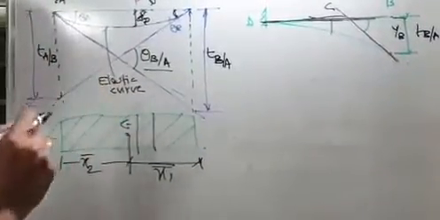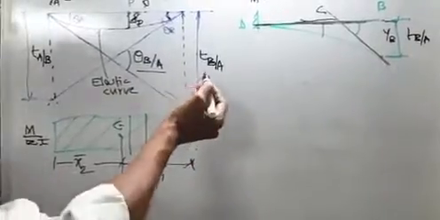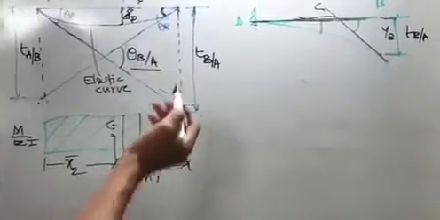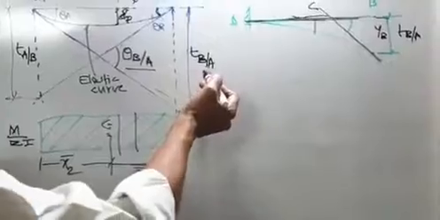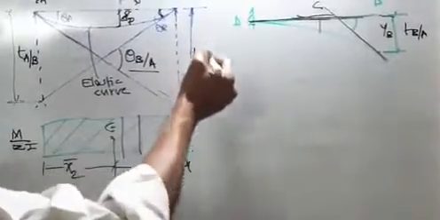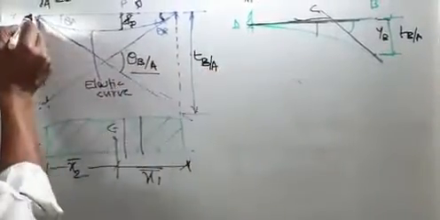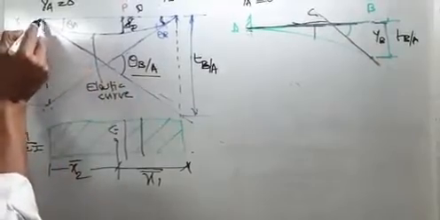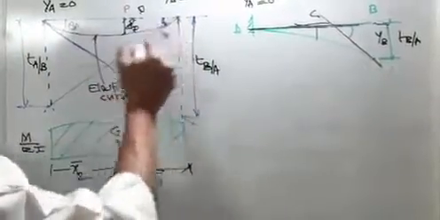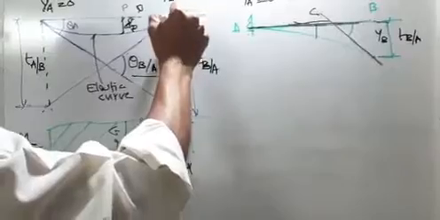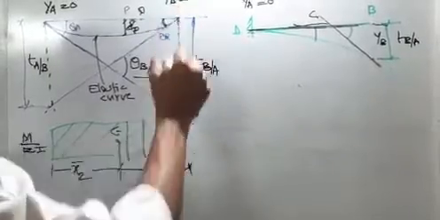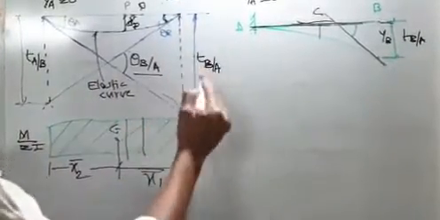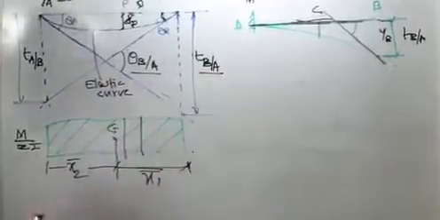Now moment area theorem number 2 is regarding tangential deviation. What is tangential deviation at A? It is the vertical distance at B with respect to the tangent drawn from A. This is the tangent drawn at A, this is the tangent drawn at B. So the vertical distance between the point B and the tangent from A gives you the tangential deviation with respect to A.